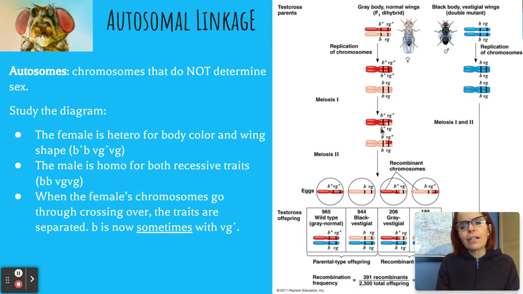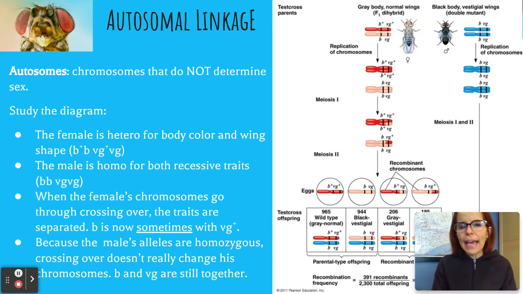And so now we've got a B plus, we've got the wild type gray body with a vestigial wing, a mutated wing, and we've got a black body with the full wing. So that doesn't happen all the time. We've still got the normal chromatids also, but we've had some recombination of those genes.